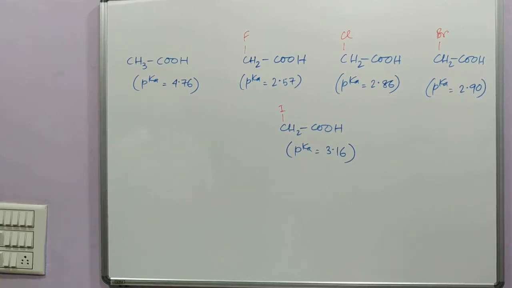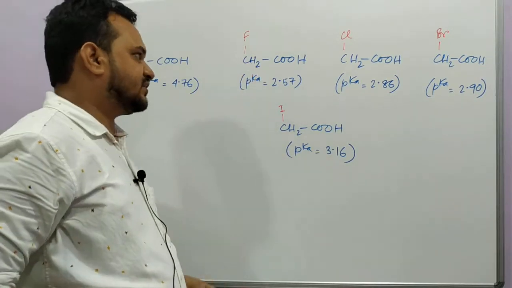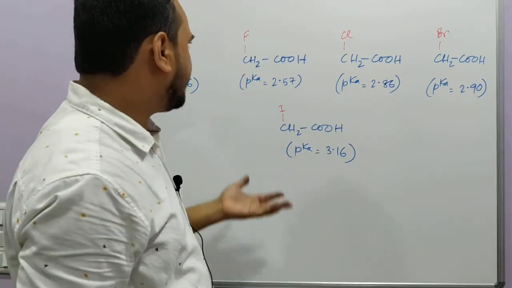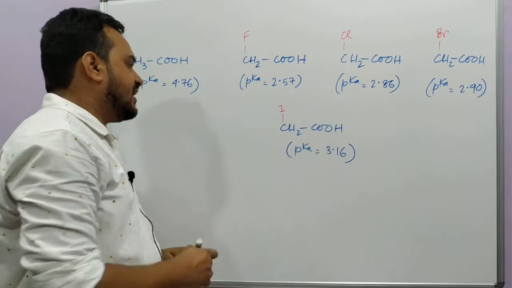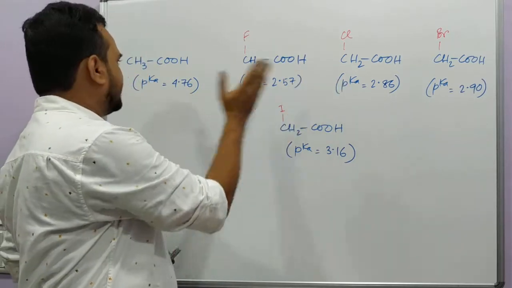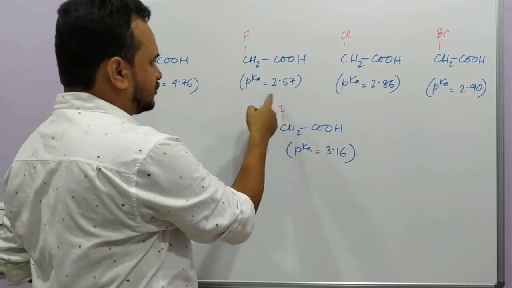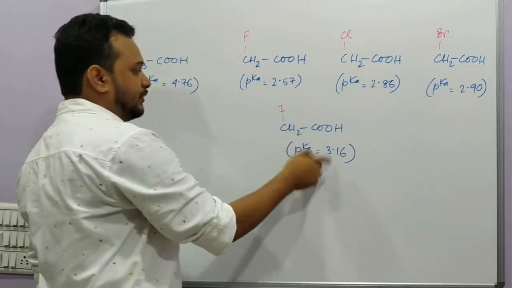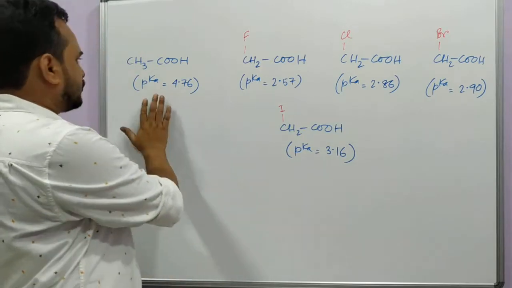Now here can you see the variation of acidic strength with different halogen atoms. We know halogens are highly electronegative, that means they will exert minus I effect, and clearly the strength will be greater than acetic acid, and that is also observed experimentally: 2.57, 2.86, 2.90, 3.16, all these four acids are stronger than acetic acid.